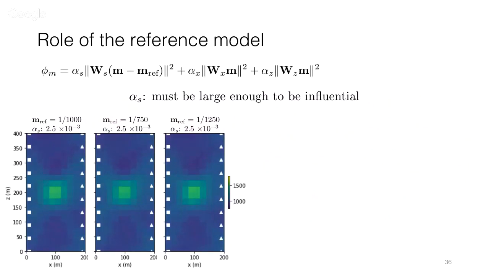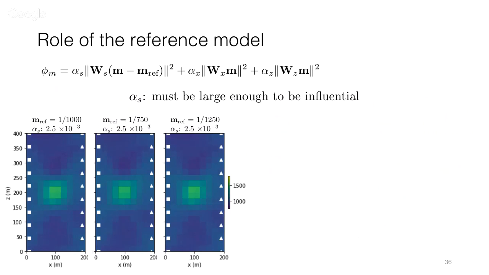Yeah, and then also you said this term here, right? In one case you can say, well, sure, let's just put a reference model in. But the value that you pre-multiply that with is actually pretty important, because if alpha s is really small or not very big, then it simply doesn't matter. So here are 3 inversions, one done with a reference model of 1,000, one with a reference model of 750, and one with a reference model of 1250. There's really not all that much difference when you look here. But alpha s is just 10 to the minus 3.